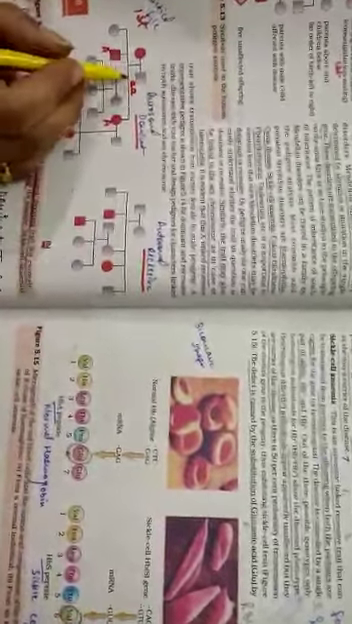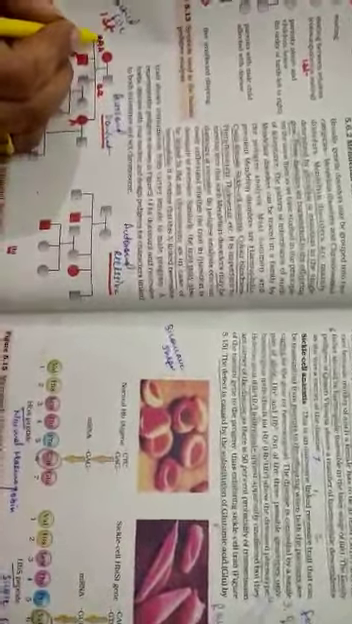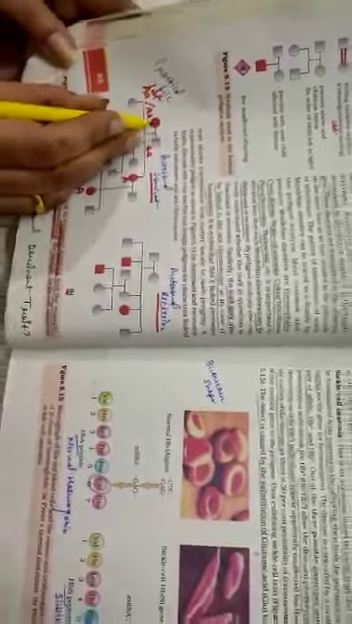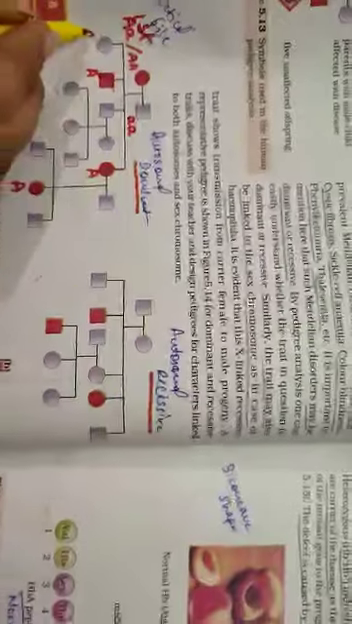Now these are what? These represent the recessive character. Say the genotype is small a small a. Here this circle, this individual, can be capital A capital A or capital A small a. This can be homozygous dominant or heterozygous dominant. But we can see that this daughter is normal.